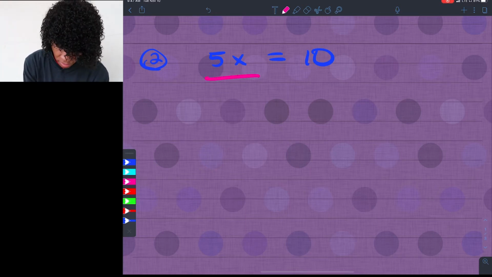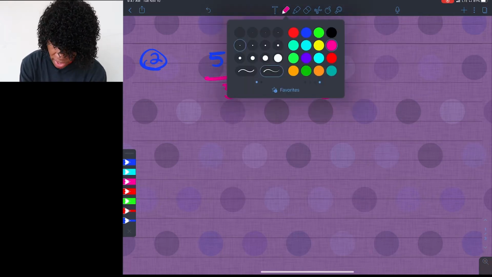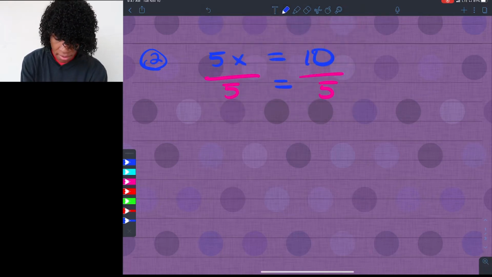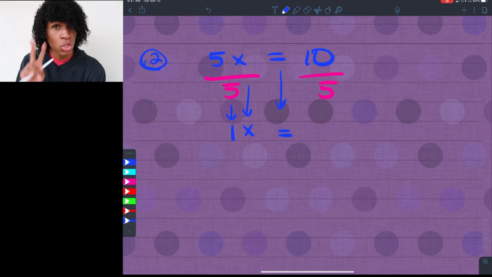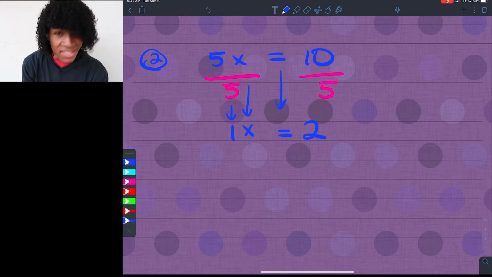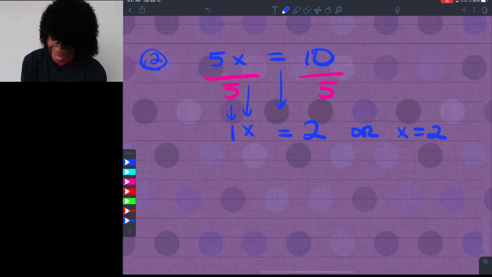So let's divide the left side by 5. And we're gonna divide the right side by 5, okay? Let's go ahead and bring down our equal sign first. 5 divided by 5. And remember, I'm just gonna go ahead and bring down the x. 5 divided by 5 is 1, okay? Bring down your equal sign. I think I sort of did that here, didn't mean to, sorry. And then 10 divided by 5 is 2. 1x equals 2.